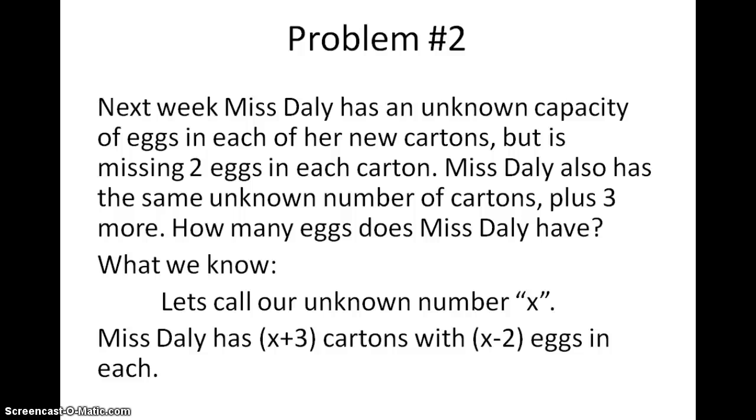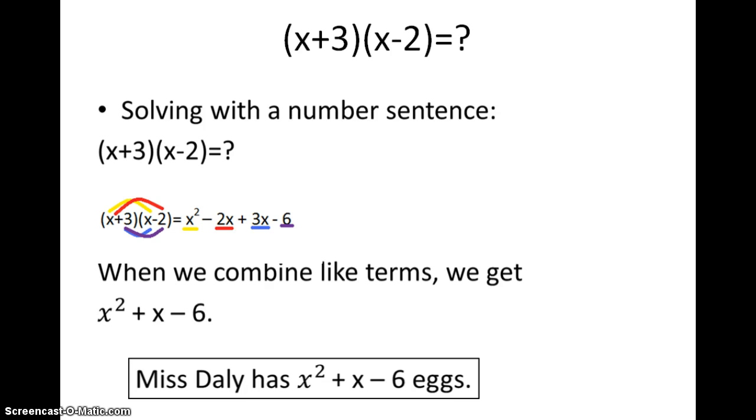Let's start with what we know. We'll call our unknown number x. Miss Daly has an unknown number plus those 3 extra cartons. And then she has the unknown capacity and is missing 2 eggs in each carton. So we have the unknown minus 2, x minus 2 eggs in each carton. In a number sentence, we'd write it like this: x plus 3 cartons times our x minus 2 eggs in each carton.